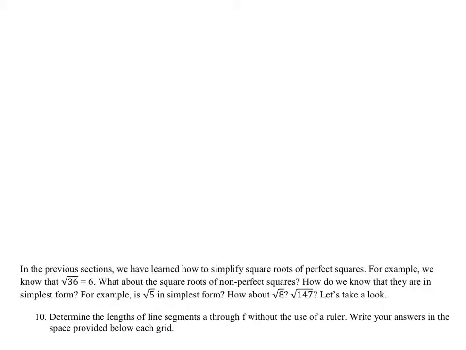So in the previous sections, we learned how to simplify square roots for perfect squares. For example, the square root of 36 is 6. That's great. What about square roots of non-perfect squares? We did look at the square root of 5. And what about the square root of 8 or the square root of 147? Let's go ahead and take a look at the D.